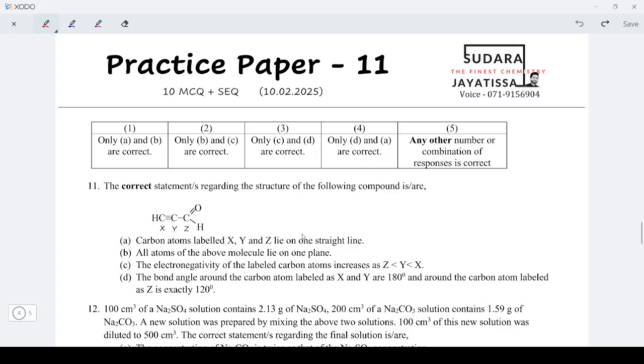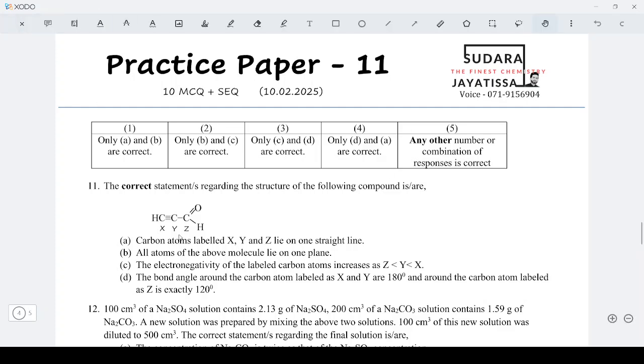Hi everyone, today we are going to discuss our practice paper 11. This paper contains 10 MCQs and an essay question from chemical calculations. This is targeted at your first term test for grade 12 students, which covers unit 1, unit 2 and unit 3: atomic structure, bonding and then chemical calculations. So those are the lessons we are focusing on here.